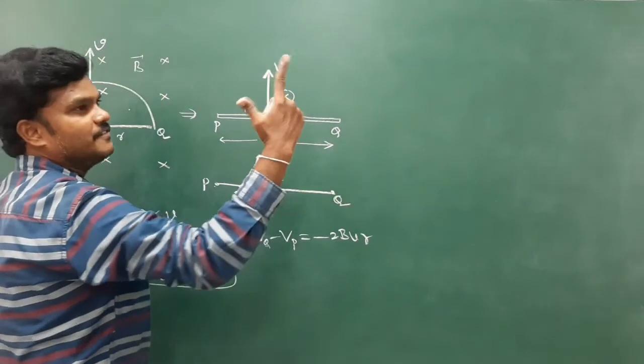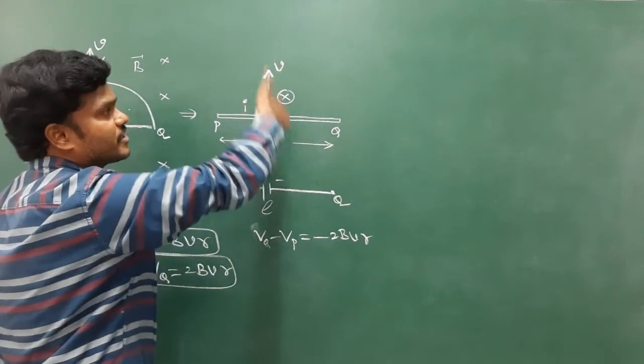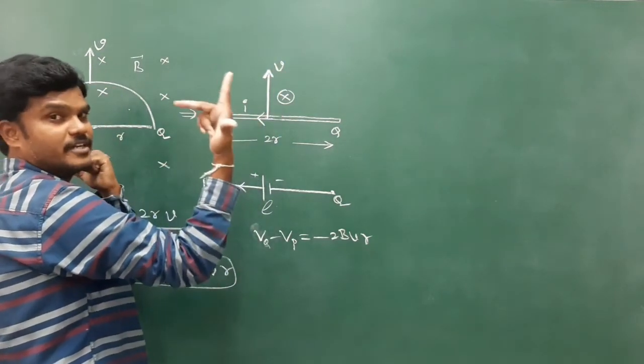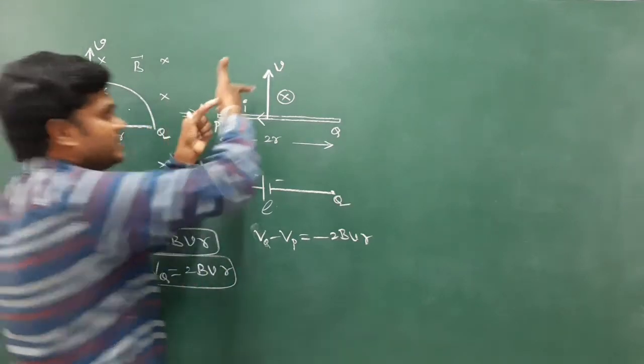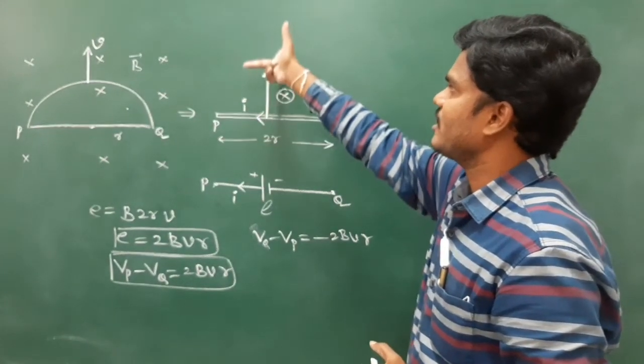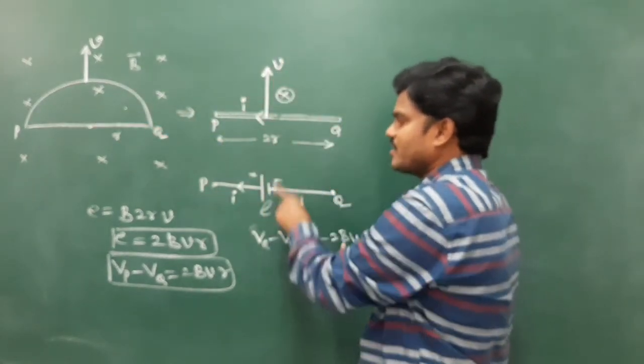See, the field is into the board. The thumb shows the motion of the conductor, meaning speed, and this finger indicates the direction of induced current. It is moving up, so the direction of induced current is this side. So you can replace this rod with a battery.